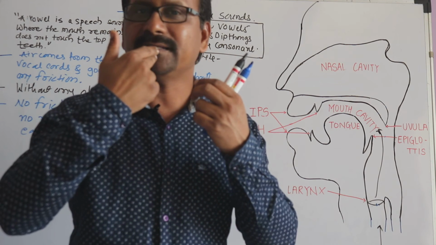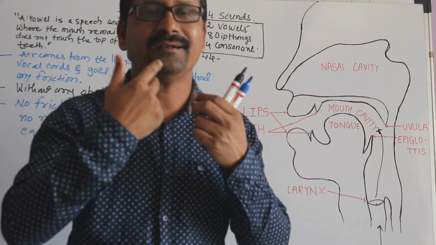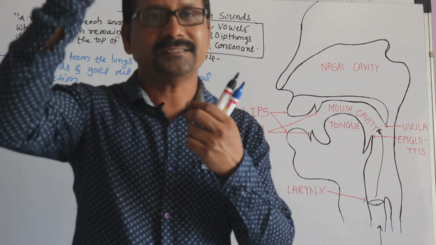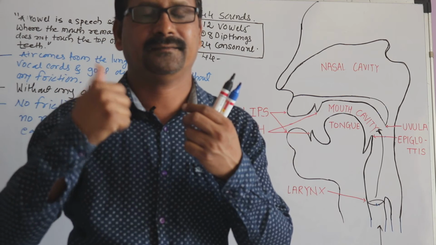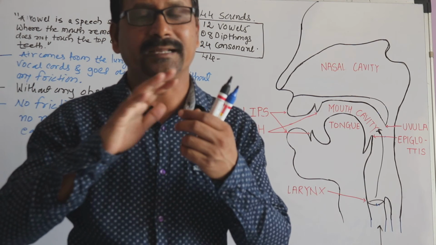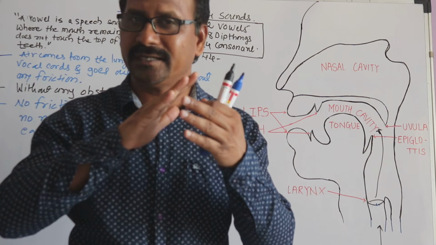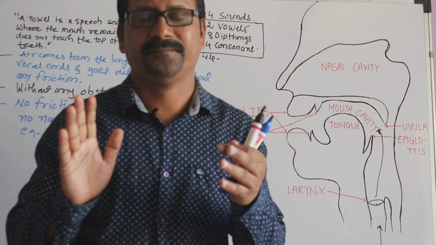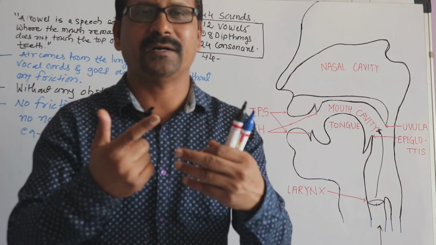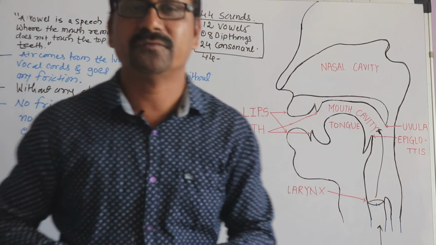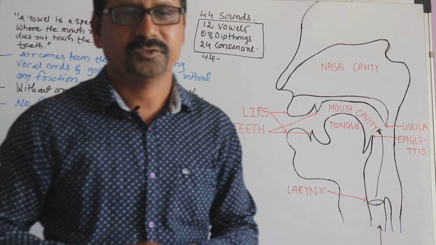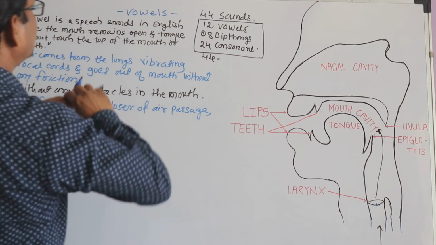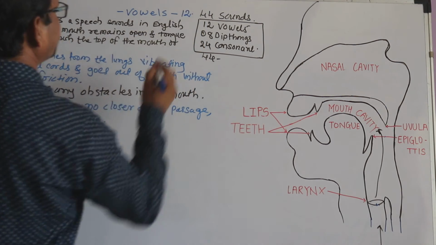No lips are touching each other, no teeth are touching, upper teeth and lower teeth are not touching together. No tongue is touching the hard palate, E. So there is no obstacle, no closure of the air passage, and no narrowing of the passage. So it goes out of the mouth, and that is the production of a vowel sound. So friends, all vowels, we have 12 vowel sounds.